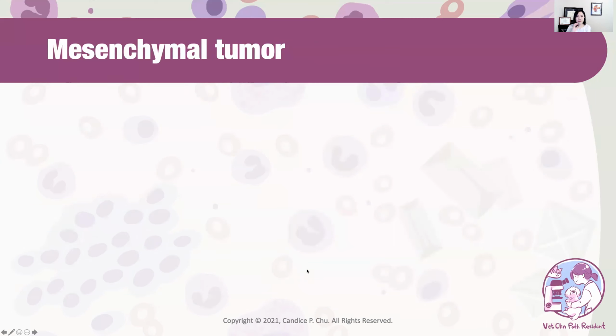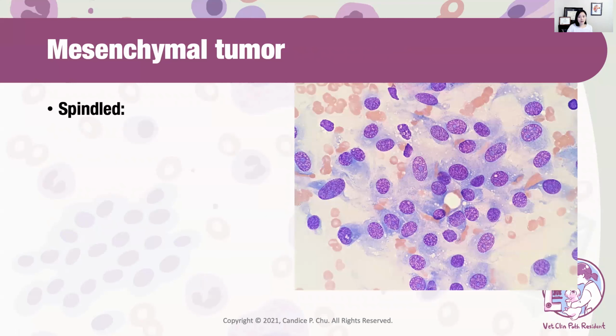All right, then I'm going to spend a little more time talking about some types of mesenchymal tumor. Some mesenchymal tumors look more spindle, some look more roundish. The more spindle looking one would look like this. Cells are more elongated, more wispy looking, with wispy tails. They don't have a distinct cytoplasmic border. These types of mesenchymal tumor are most commonly associated with soft tissue sarcoma.